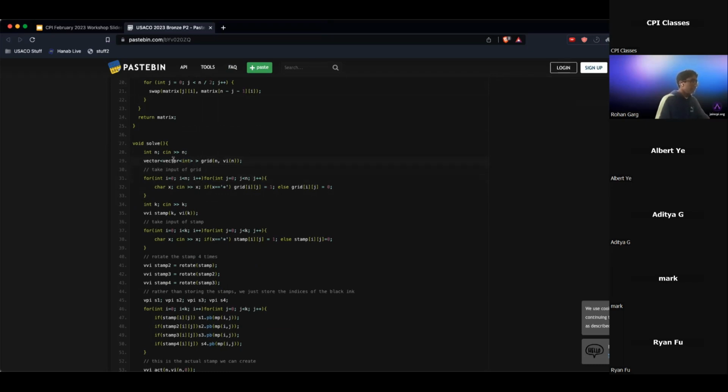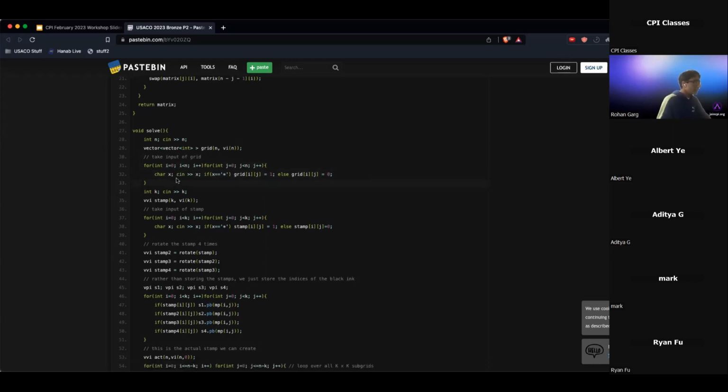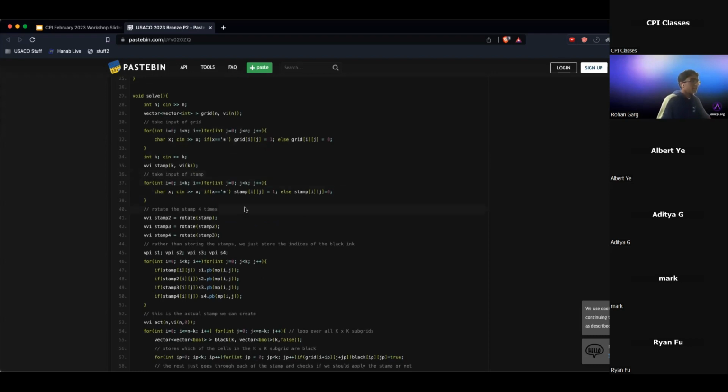I made a two-dimensional vector grid and took the input. If the ink was black in the final grid, I made the value 1. Otherwise, I made it 0. You can use booleans, integers, or characters, whatever works. I just felt integers were the easiest to work with. Then I took the input of the actual stamp and did a similar thing: if there's ink there, it's 1, and if there's no ink, it's 0.